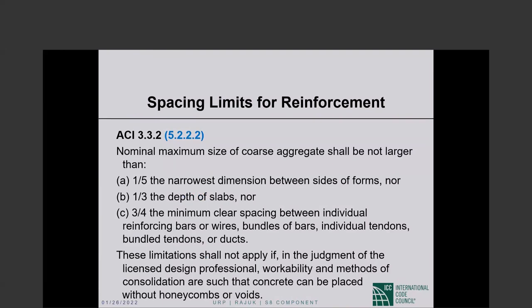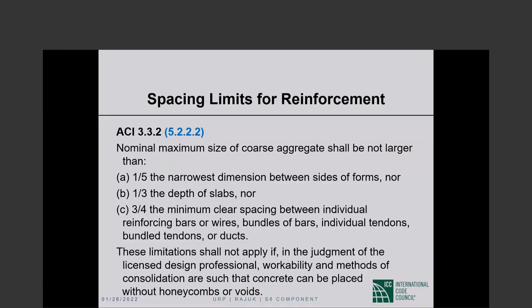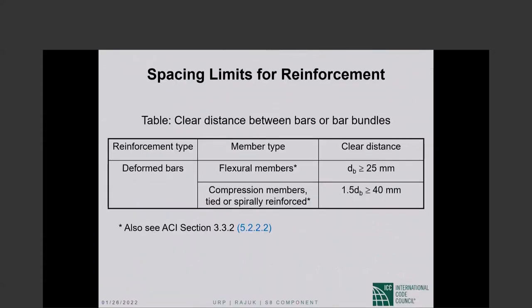Nominal maximum size of coarse aggregate shall not be larger than 1/5 the narrowest dimension between sides of forms, nor 1/3 the depth of slab, nor 3/4 the minimum clear spacing between bars. Anyway, some of these details are probably unnecessary to read. The whole thrust here is that concrete should get in. Keep that in mind. That's what all of this is geared towards.